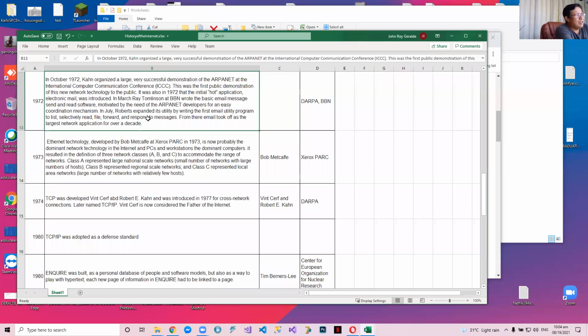So the first email utility program. What's an email utility program? You have Microsoft Outlook, Thunderbird, and then the email facility you have on your Gmail, on your mobile, on your cell phones. These are email utility programs, which can be used to list, selectively read, file or forward. You can already forward and respond to messages.